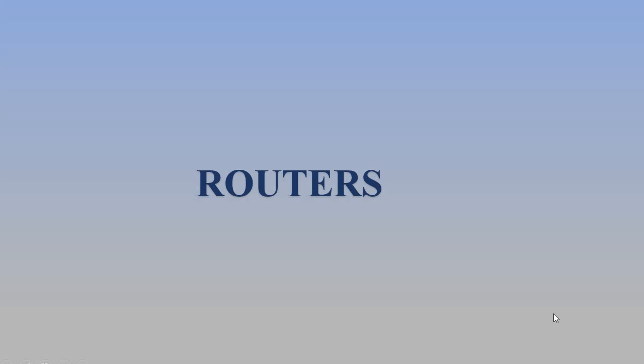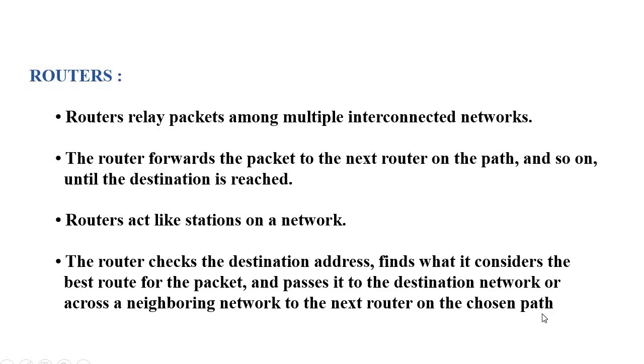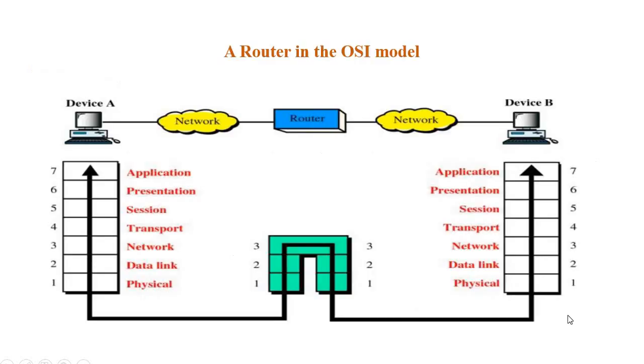The internetworking devices. First one is the routers. Routers relay packets among multiple interconnected networks. The router forwards the packets to the next router on the path and so on until the destination is reached. The routers act like stations on a network. The router checks the destination address, finds what is considered the best route for the packet, and passes it to the destination network or across a neighboring network to the next router on the chosen path.